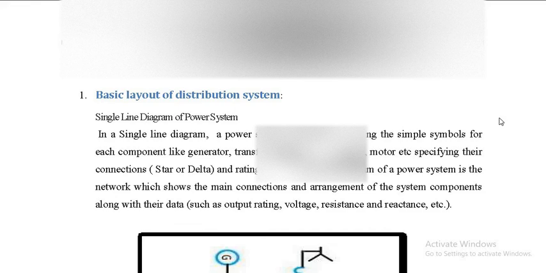Hello students, let us deal with the last unit of Fundamentals of Electrical Engineering today. In this there are miscellaneous topics given to you in the last, since it is the last unit. Let us deal with it one by one. The very first thing is the basic layout of a distribution system.